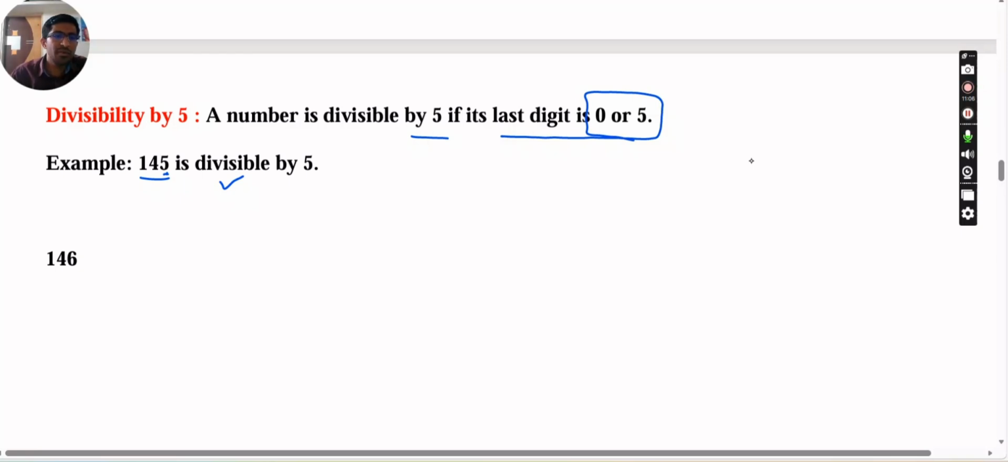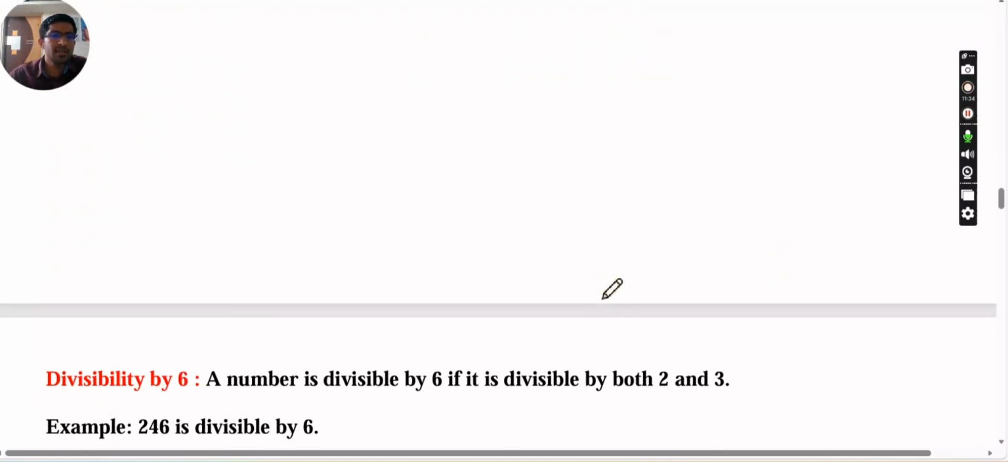Next example we have taken, which is the wrong example, is 146. Just check the last digit. It is 6, and we know that it is not 0 or 5. So that's why this number is not divisible by 5. So the divisibility rule or test of 5 is the easiest. We just have to check the last digit, whether it is 0 or 5, then we can say that this number is divisible by 5, otherwise not.